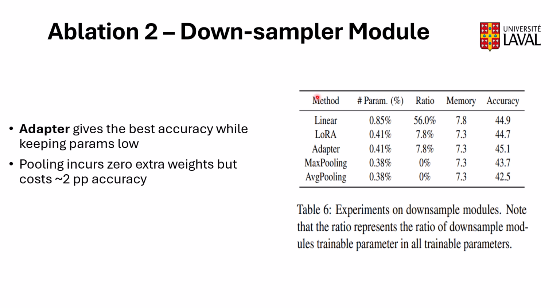Next, the authors study the choice of downsampler model used after the frozen backbone. In this ablation, they compare different downsampling options: linear, LoRA, adapter, max pooling, and average pooling. Adapters give the best accuracy at 45.1%, while keeping parameter overhead low. Pooling methods like max pooling and average pooling incur no extra parameters, but lose about 2 percentage points of accuracy. Based on this trade-off, the authors select adapters as the default downsampler.